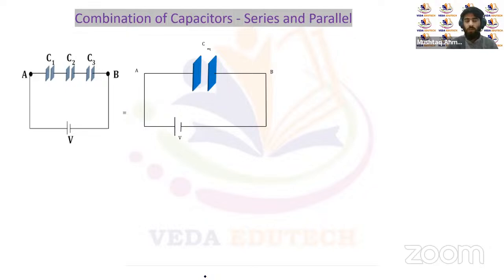Similarly here, what we do in capacitors is that, let's suppose we have n number of capacitors, we have 5 capacitors, 10 capacitors, or more than 10 capacitors, right?